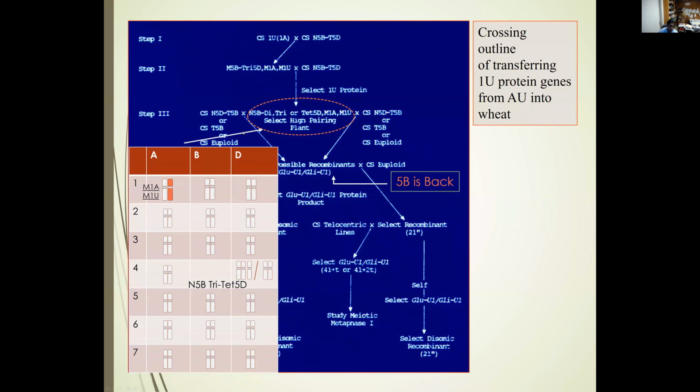So this is what happens when you cross in this system: the plant doesn't have 5B, and it has 3 or 4 copies of 5D, monosomic 1U, and monosomic 1A, and there is a high chance of getting recombination between these two chromosomes. And when you cross again with nullisomic 5D, tetrasomic 5B, you want to bring back the 5B system, otherwise you won't end up with anything. And the target was to get this.